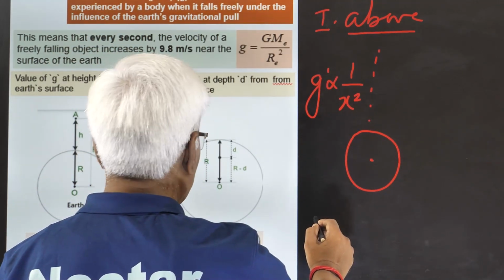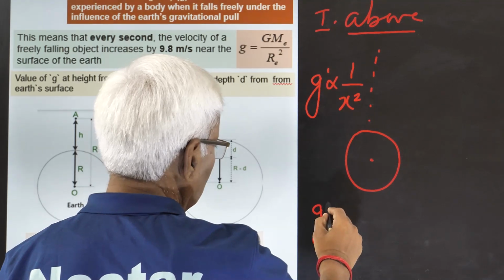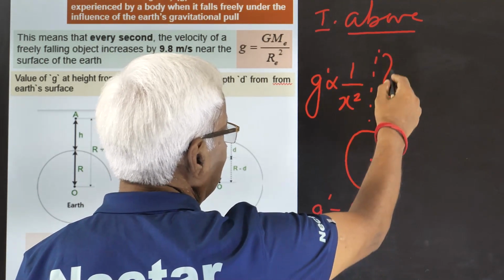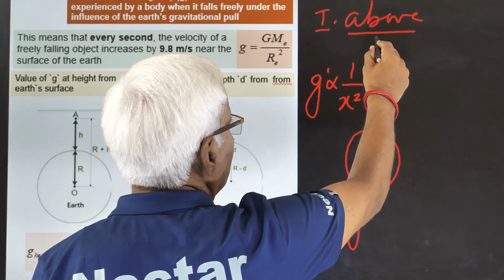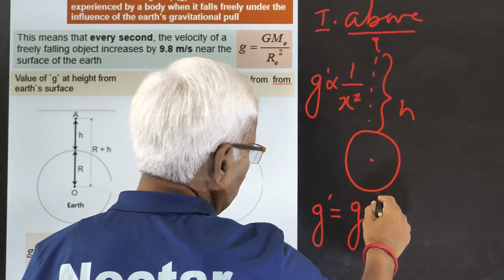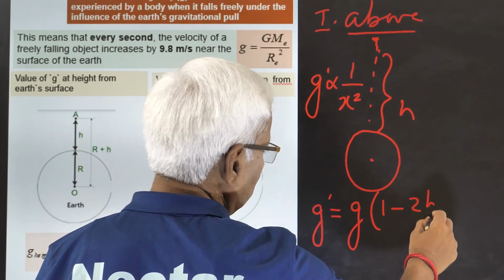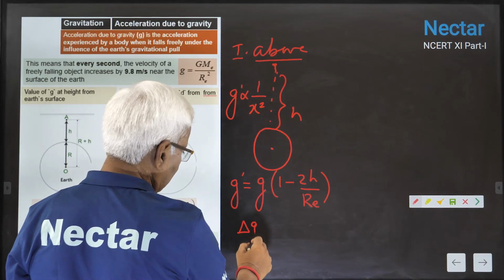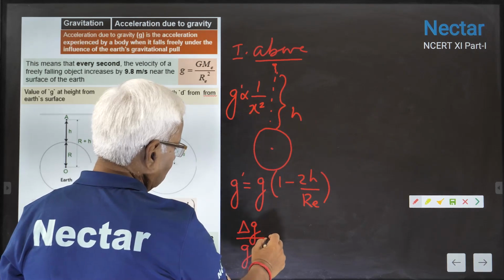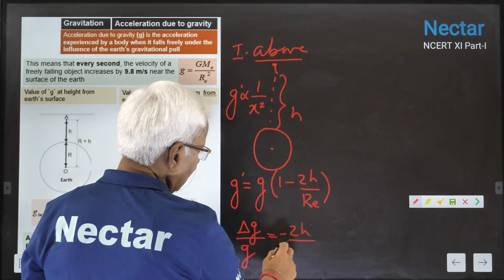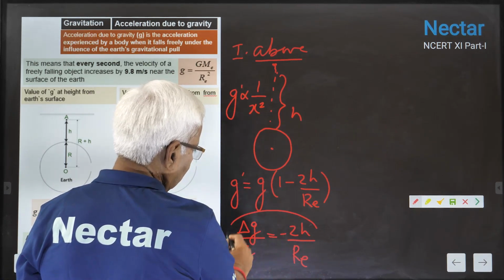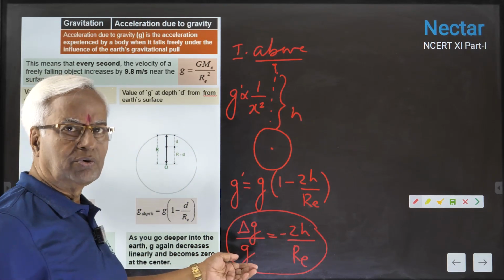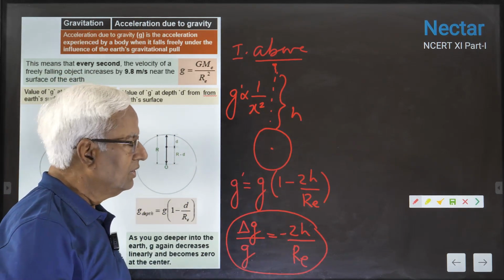And if you want to find the change in g by going height h above, it could be 1 minus 2h upon Re. It could also be written as minus 2h upon Re. This is the fractional change in the value of g in going above the surface.